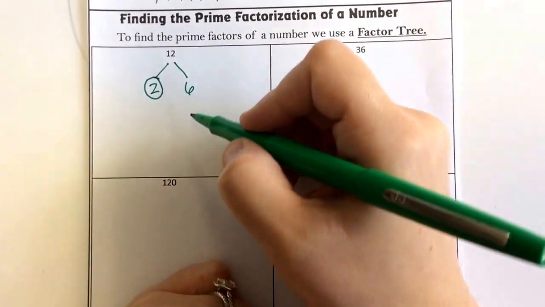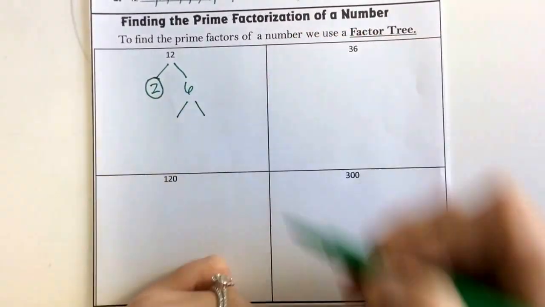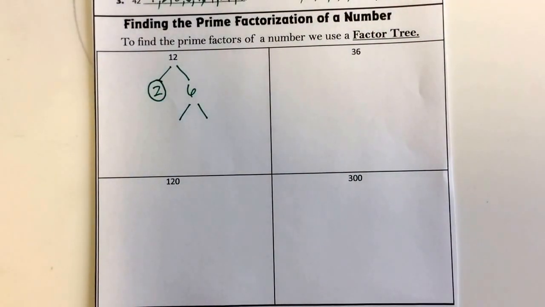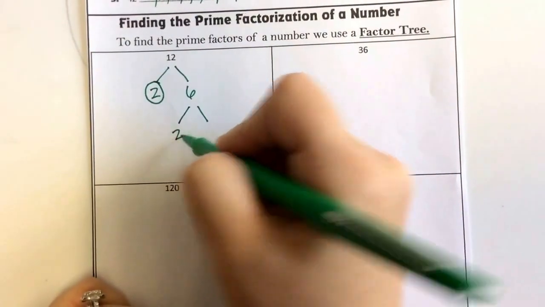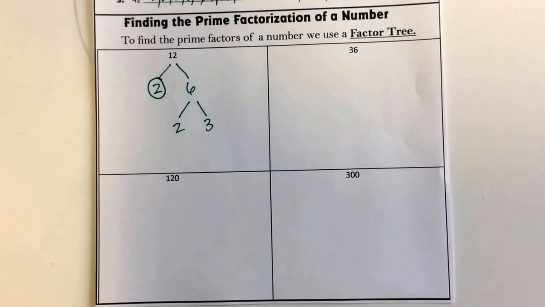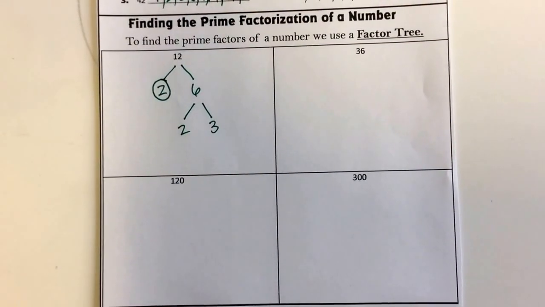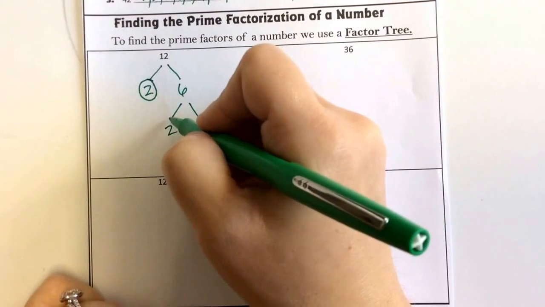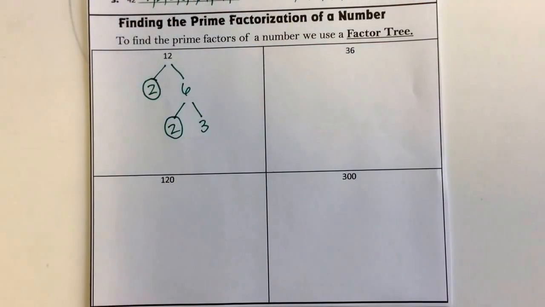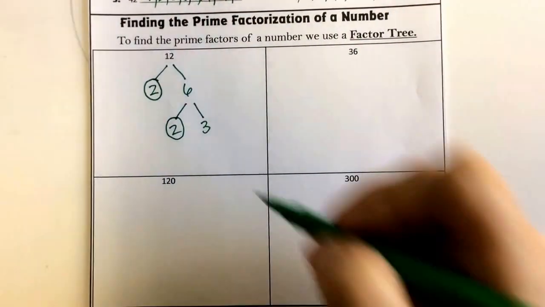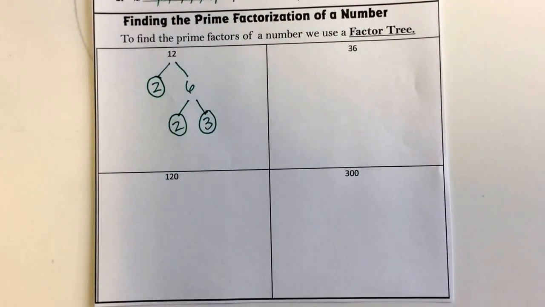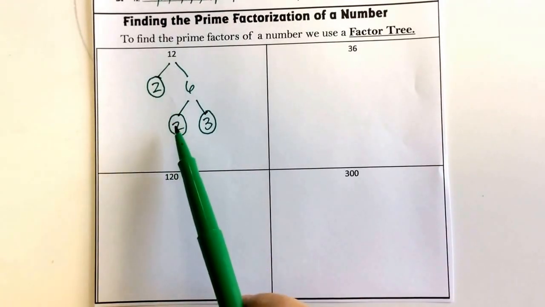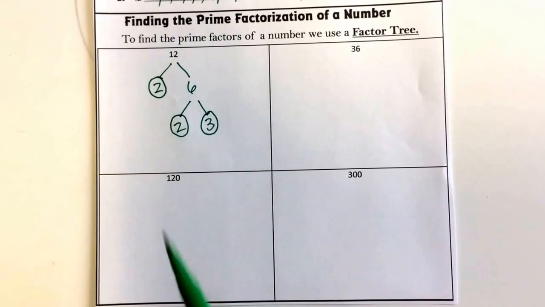So what I'm going to do is break this down even further. I think, what factors would multiply to make 6? Well, I know that 2 times 3 is 6. And then I'm going to circle those if they're prime. Well, I know 2 is prime because it can only be divided by 1 and itself. And I know that 3 is also prime. It can only be divided by 1 and itself. And so the prime factorization is actually the numbers that you circled.